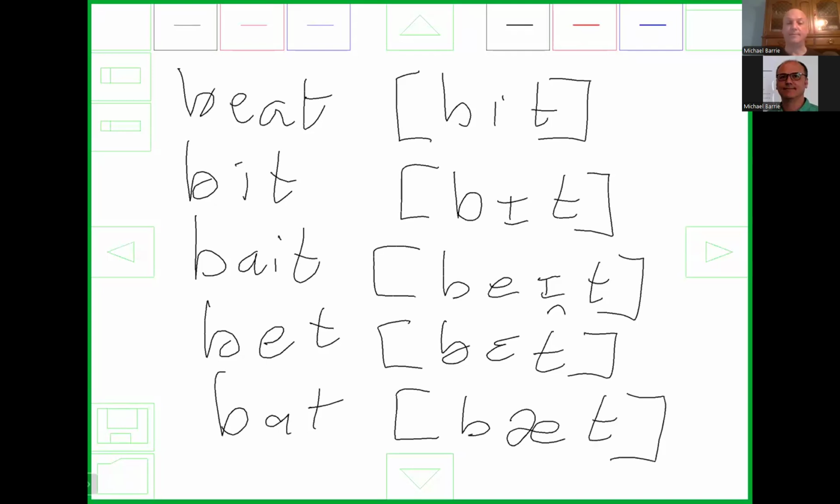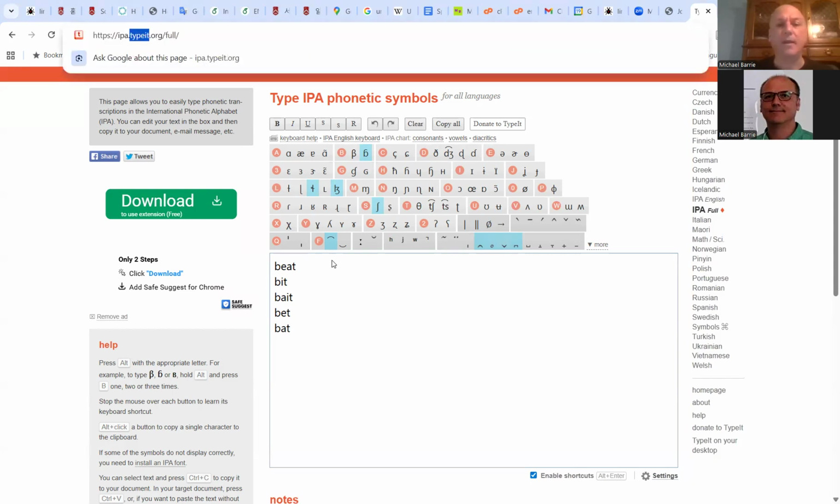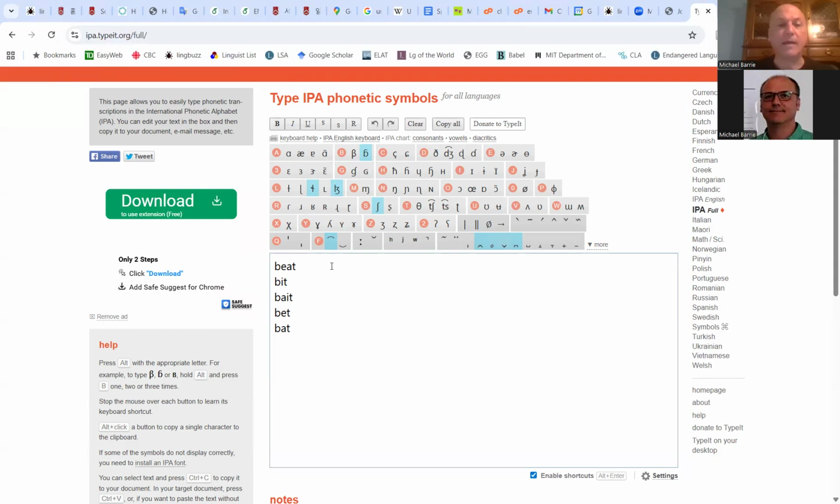Like that. Okay, I'm just going to show those same words again on this website here, typeit.org. And let's take a look. So again, the words are beat, bit, bait, bet, bat. So beat looks like this.